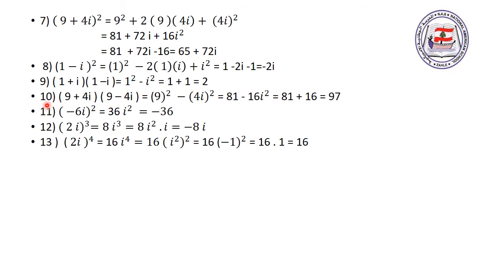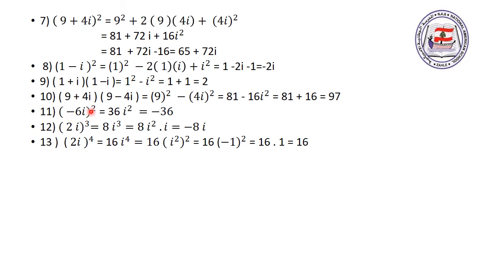In example 10, 9 plus 4i into 9 minus 4i. Expanding this expression, we get 9 squared minus 4i squared, so it gives 81 minus 16i squared, so 81 plus 16, when we replace i squared by negative 1, and we get 97.